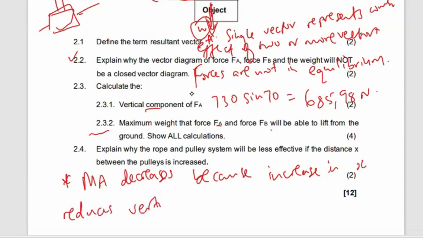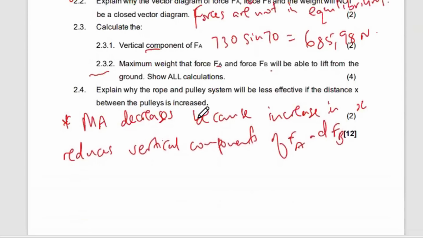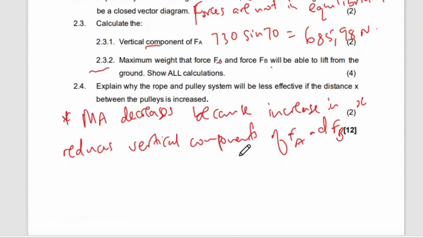It reduces the vertical component or components of FA and FB. Okay, so if the vertical components are reduced, which means the system will require a lot of force to lift that object. Okay, so guys, that is question number 2.